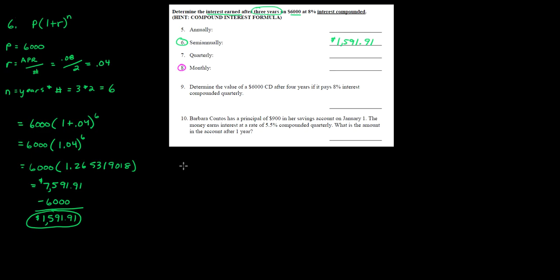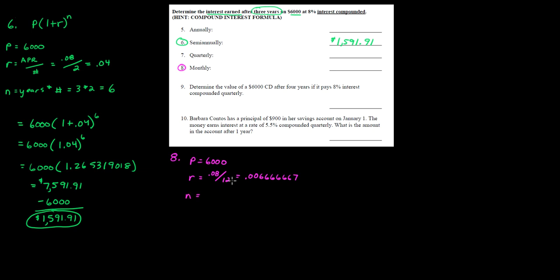All right, so just like that one, we'll do number 8 here. The only difference is how many times per year it compounds. So our P is still going to be 6,000. Our R now is my APR divided by the number of times it compounds per year. So 0.08 is my APR still, but now instead of dividing it by 2 for semi-annually, I divide it by 12, because there are 12 months in a year. So I go 0.08 divided by 12, and that gives me 0.0066 and a 7. That's what fits in my calculator, so that's what I'm going to use.